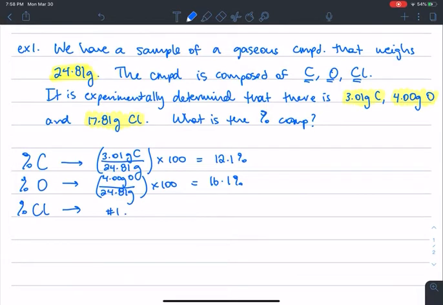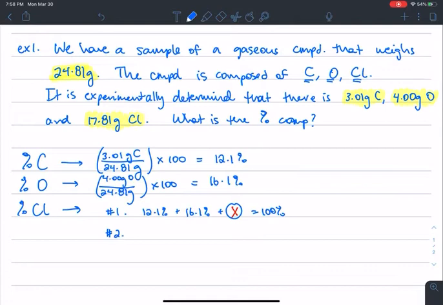At this stage, to find the percent of chlorine, there are two things you could do. The first is that you know the percentages of all three elements should add up to 100. So we have 12.1% plus 16.1% plus the percent of chlorine, which I'm going to represent with an X. That's what we're solving for, and all of this should add up to 100%. Then you could just solve for X with arithmetic.